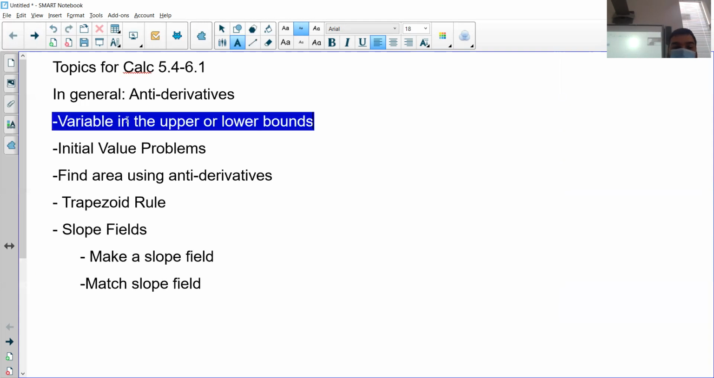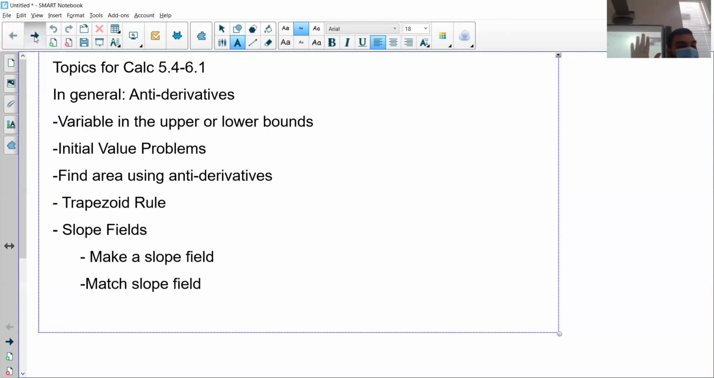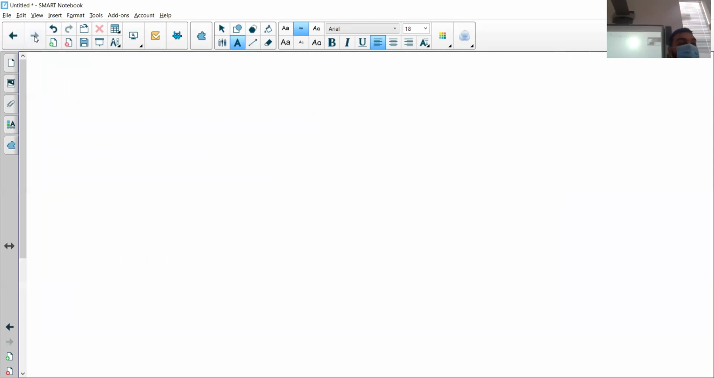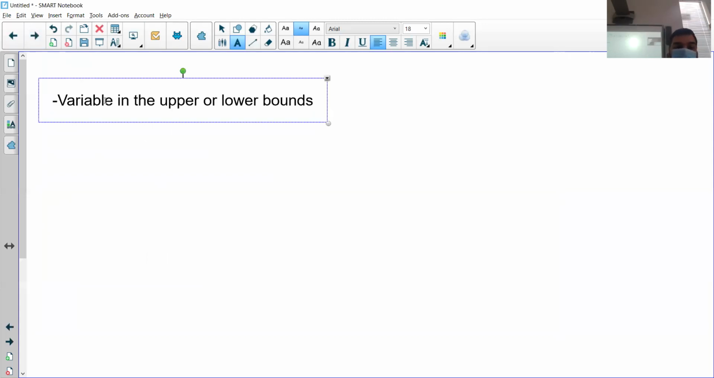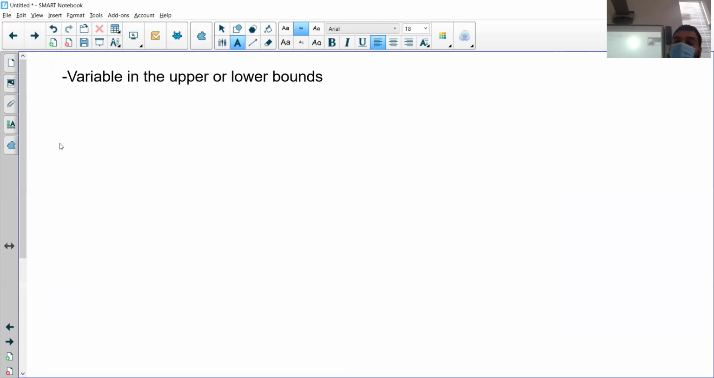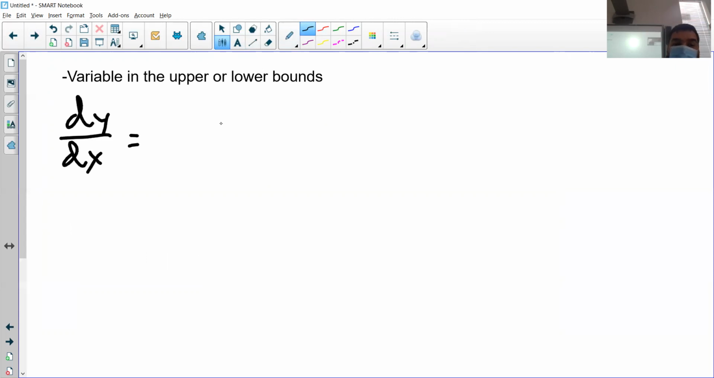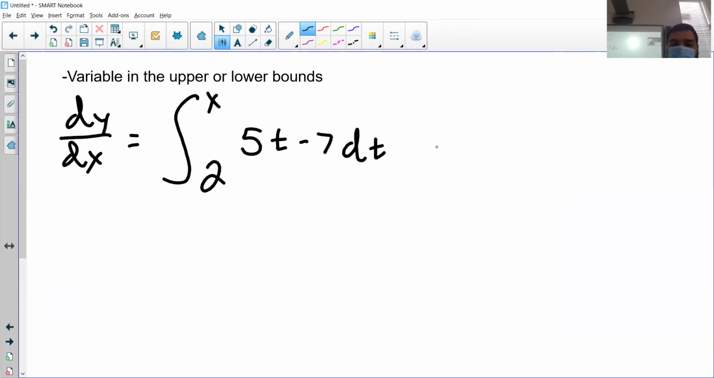All right, so let's do a variable in the upper and lower bounds. We'll do two problems, one where it's just upper and straightforward, and another where we have to do a little chain rule. For this one, dy/dx equals the integral from 2 to x of 5t minus 7 dt. You're going to show me what the integral is based off x.